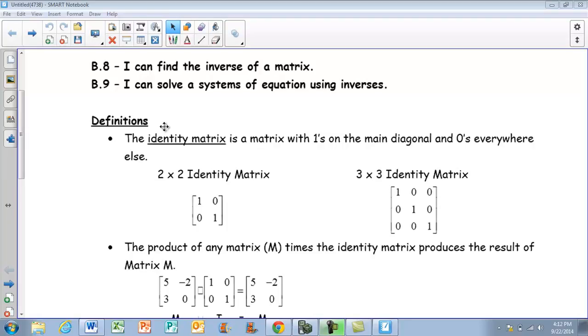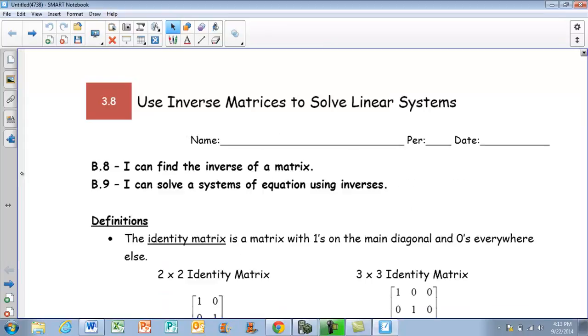Alright, today we're going to take a look at section 3.8, using inverse matrices to solve linear systems. The things we want to accomplish here are that I can find the inverse of a matrix, and I can solve a system of equations using inverses. So the first thing we need to take a look at are just some definitions.